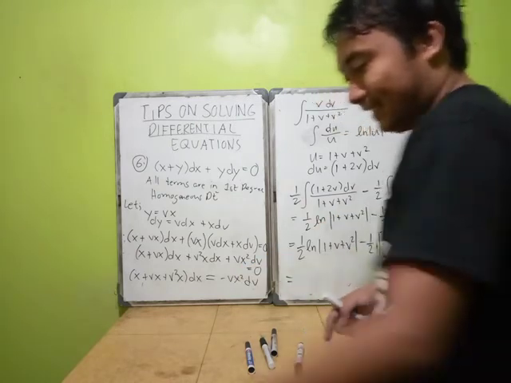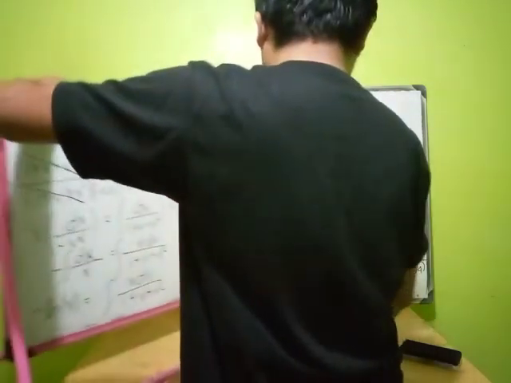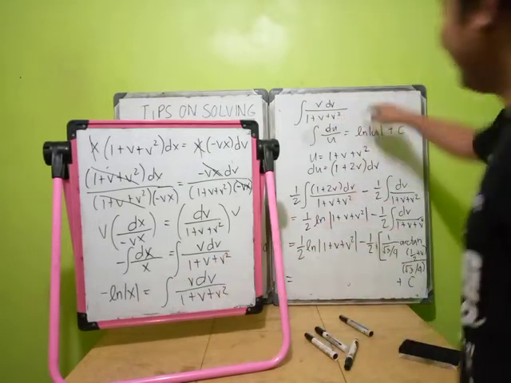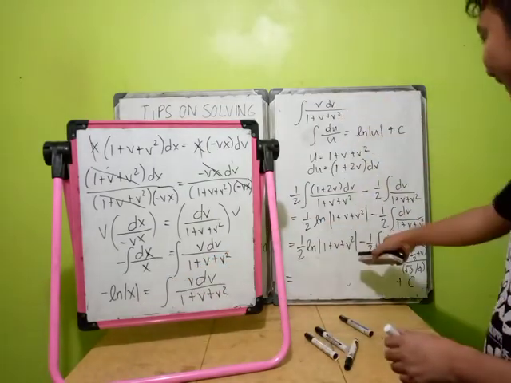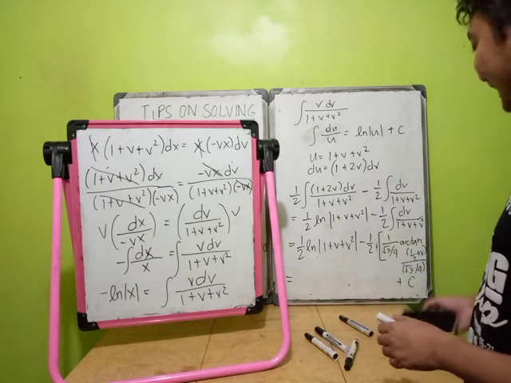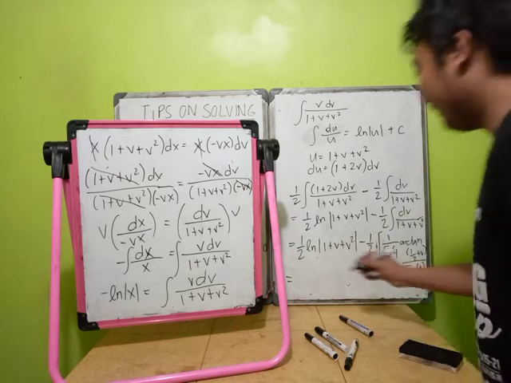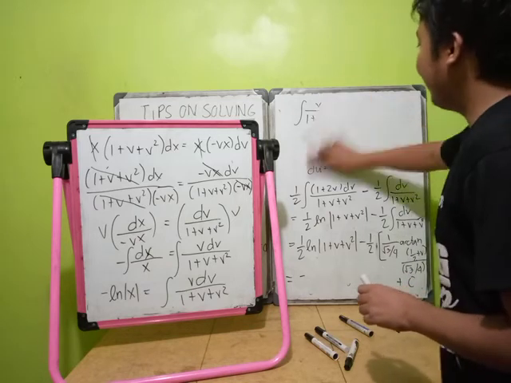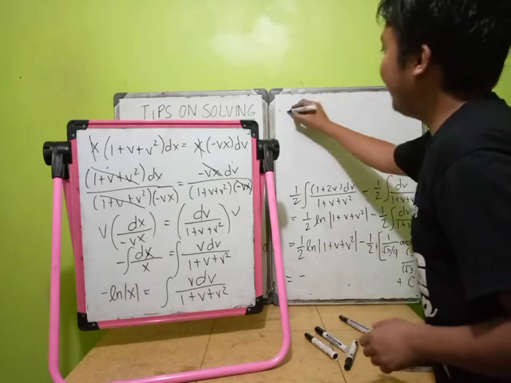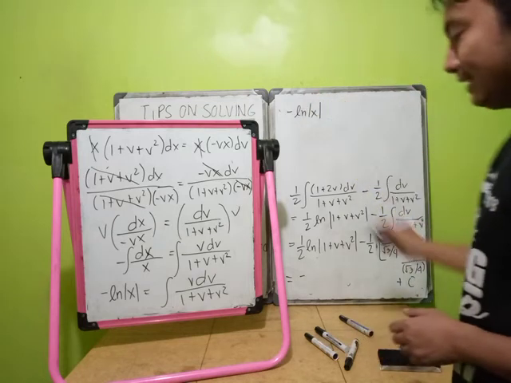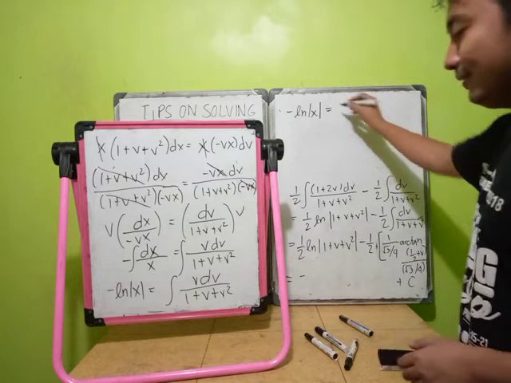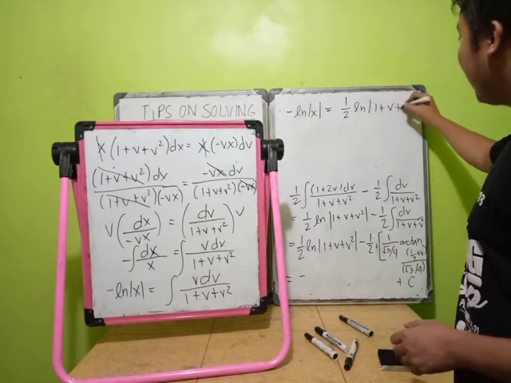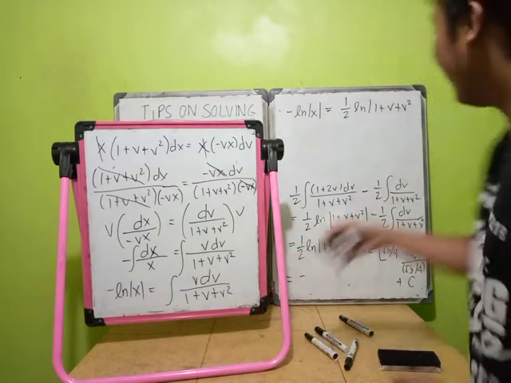Ang sagot natin dito is i-add natin tong dalawa. I-add natin tong negative ln of x at ang resulta nito, okay, so therefore, nakuha na natin to. So yung resulta niya is negative 1/2, negative ln of x. Okay? So magiging negative ln of x is equal to 1/2 ln of 1 plus v squared, okay, kasi in-equal natin dun sa kabila.